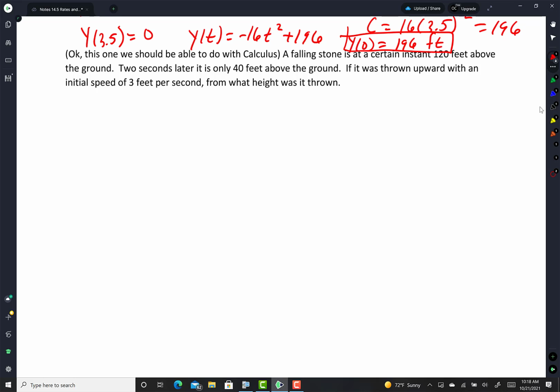They don't give us a time. They're being tricky. 2 seconds later, it is only 40 feet above the ground. If it is thrown upward with an initial speed of 3 feet per second, oh, he didn't throw it that high. He didn't throw it with a lot of force. From what height was it thrown?